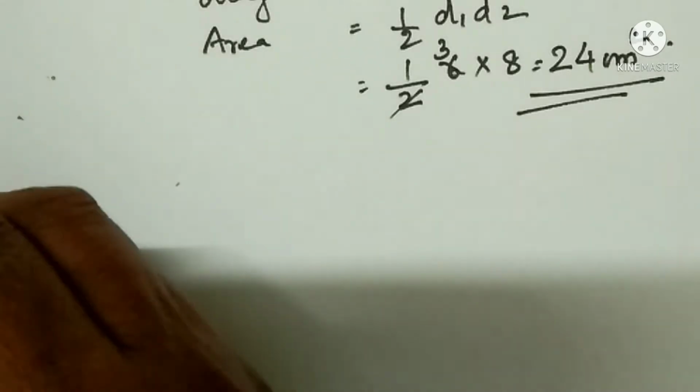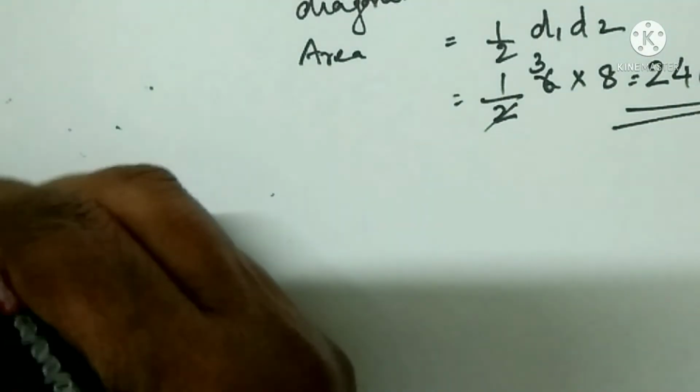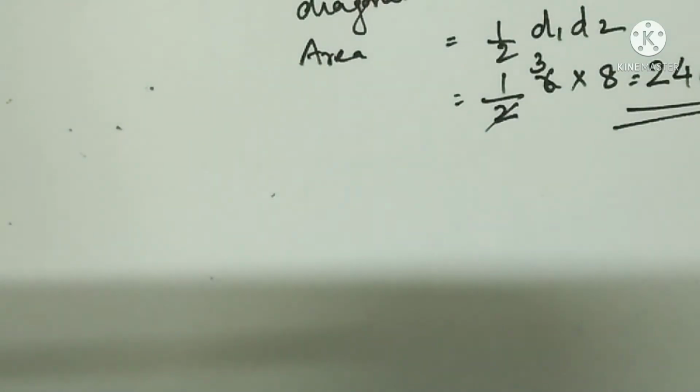Now come to question number 7. Question number 7 is, let us read it. The floor of a building consists of 3000 tiles which are rhombus shaped, and each of its diagonals are 45 centimeter and 30 centimeter in length. Find the total cost of polishing the floor if the cost per meter square is rupees 4.